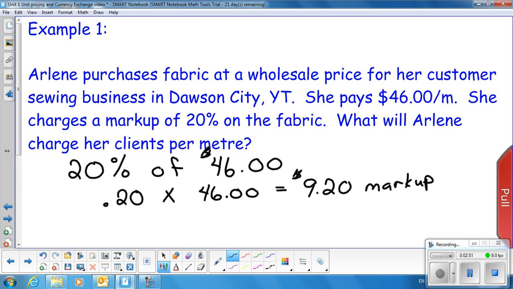So what she will charge her customers is that markup plus the $46 that she paid for the material. So the total cost then is $55.20 per meter.